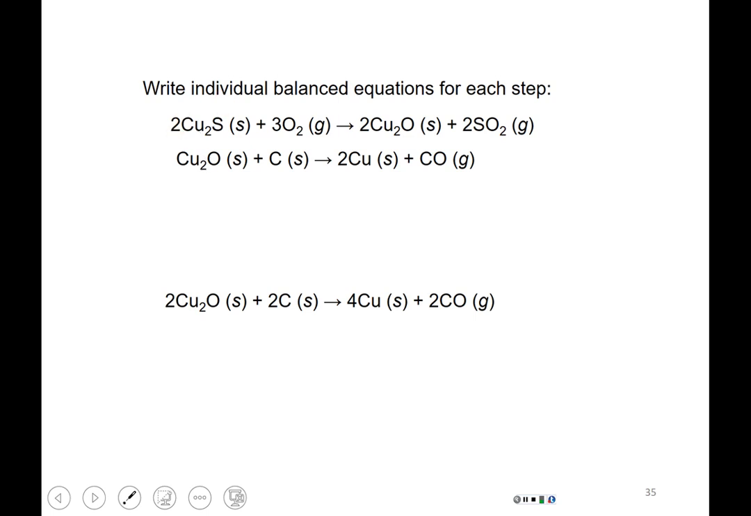So we have our mineral, roasting it with oxygen, sort of like a combustion reaction, but this is not a hydrocarbon. And we get copper 1 oxide and SO2 gas. That copper 1 oxide is then reacted with solid carbon to form copper metal and carbon monoxide gas. So what do we see on both sides of the arrow? Let's see. Cu2O, copper oxide, we see on both sides of the arrow.